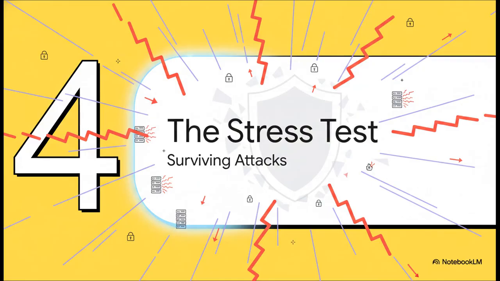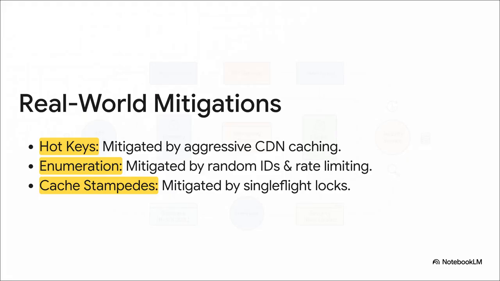Our design looks pretty good on a whiteboard, but now it's time for the real test. How does this architecture actually hold up when it's faced with the chaos of the real internet and dedicated attackers? This is where all our earlier decisions really pay off. A viral hotkey gets completely absorbed by the CDN. Those enumeration attacks we were worried about, blocked by our random IDs and some basic rate limiting.